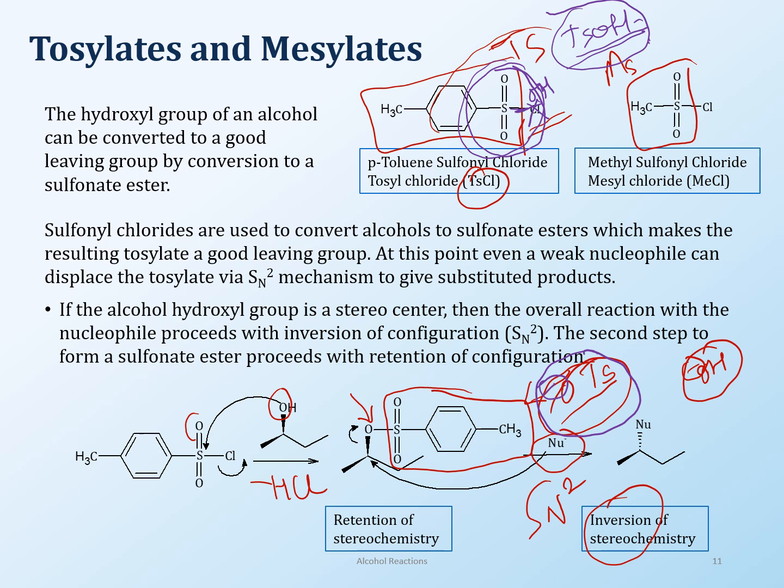You don't need to know the backstory, but now that you know it, you understand. I'm not just saying all of these things to make you remember all of this. It's not that. All of this has a reason. So tosylates and mesylates are really good because they make OH groups really good leaving groups. Otherwise, alcohol groups are not good leaving groups. OH minus is terrible as a leaving group.